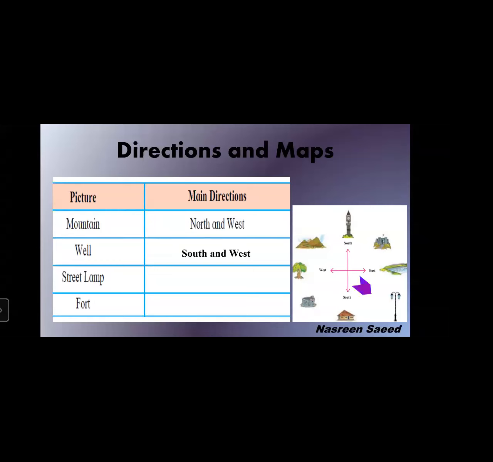Next is the street lamp. The street lamp is in between east and south. So south and east. The last one is the fort. The fort is in between north and east. So we'll write north and east.